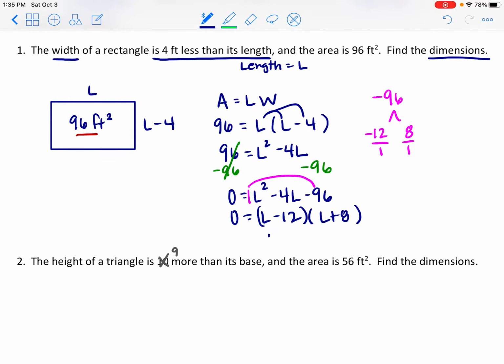Our solutions are what's going to cancel those out, right? What's going to zero those out. So a positive 12 will cancel the negative 12, and a negative 8 will cancel the positive 8. So we've got two solutions, and if we had no context, we would just box those in and go about our business, say those are our two solutions.